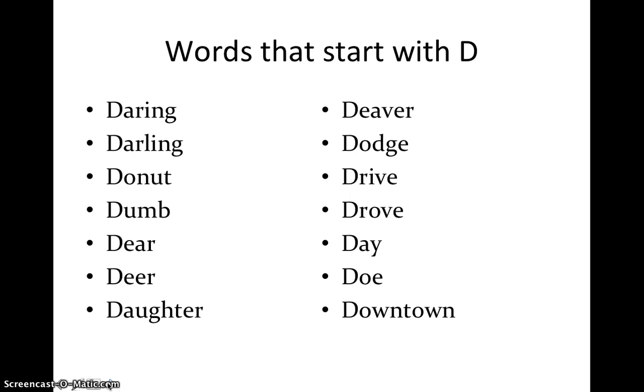Daring, darling, donut, dumb, dear, daughter, Deaver, dodge, drive, drove, day, doe, and downtown. Notice all of these words start with the letter D as required. None of them rhyme, meaning none of the last sounds are exactly the same. But because they have a D at the beginning, this is exactly what we want.